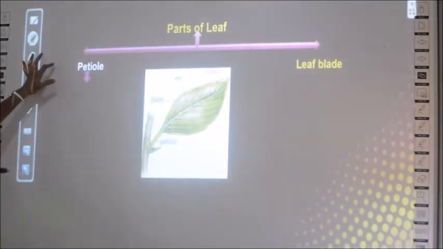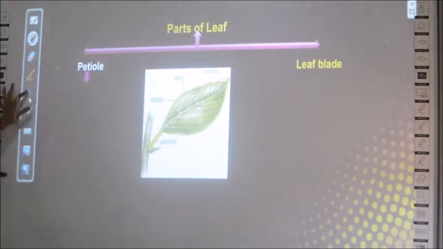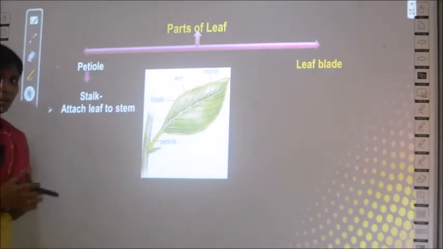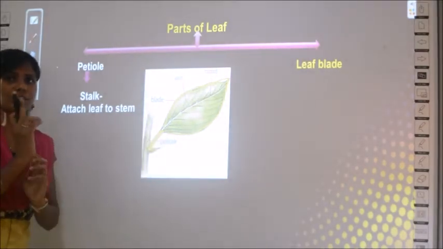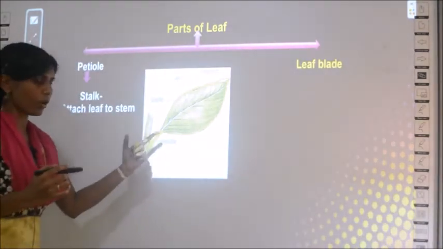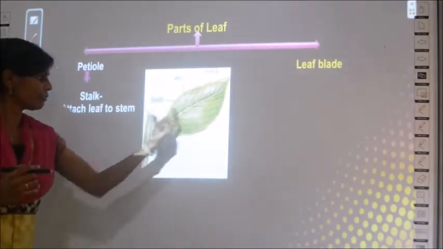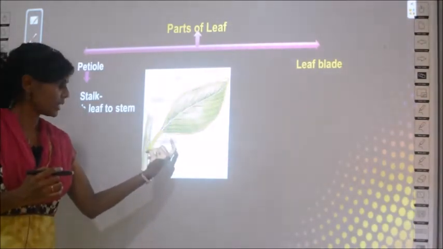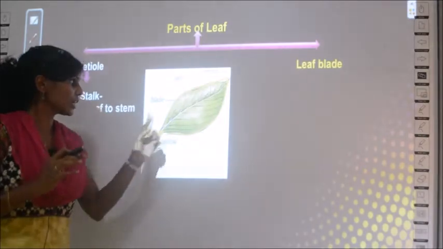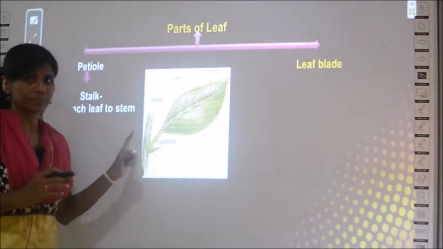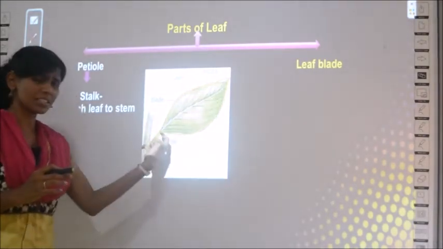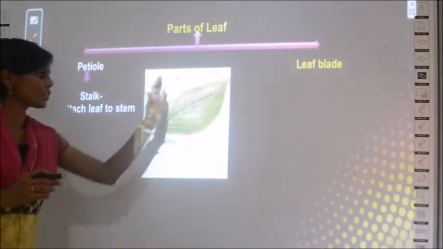Okay. So we learn further properties about petiole and the leaf blade. What does a petiole have? How can you describe a petiole? You can describe a petiole as the stalk. What is a stalk? It is a stick-like structure. It is a stalk which attaches leaf to the stem. The nature of this stalk-like structure is to attach the leaf to the stem. Clear? This is the one which attaches, no? So it is called the stalk which attaches leaf to the stem.